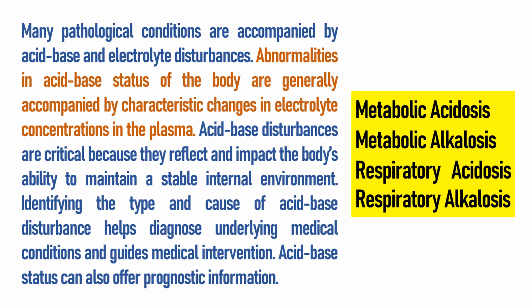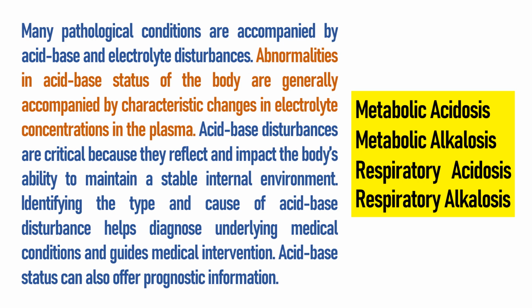Abnormalities in acid-base status of the body are generally accompanied by characteristic changes in electrolyte concentrations in the plasma. Acid-base disturbances are critical because they reflect and impact the body's ability to maintain a stable internal environment. Identifying the type and cause of acid-base disturbance helps diagnose underlying medical conditions and guides medical intervention. Acid-base status can also offer prognostic information.